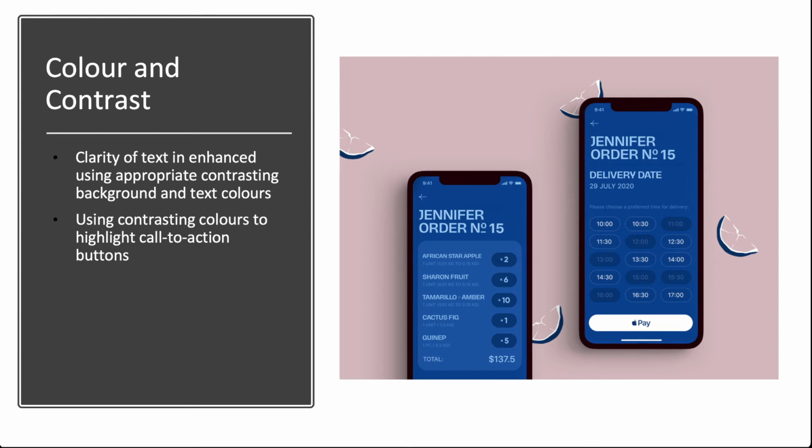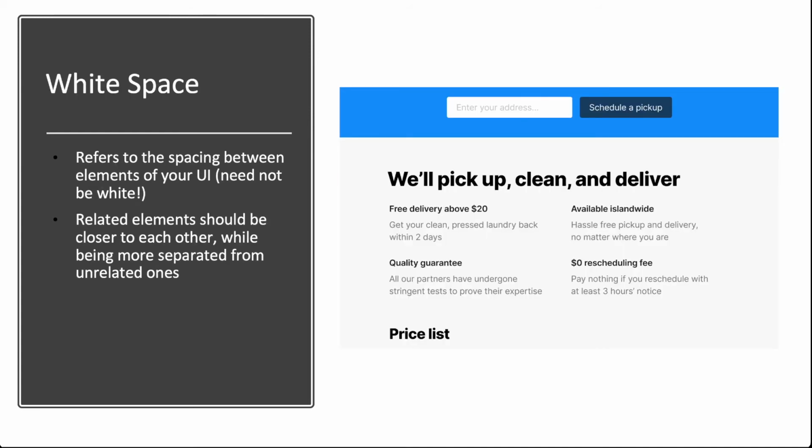Alright, then next, white space. Okay, it refers to the spacing between elements of your UI. It need not be white color. If your website has a black background, then of course you can call it black space, but white space essentially means the same thing. Okay, related elements should be closer to each other while being more separated from unrelated ones.